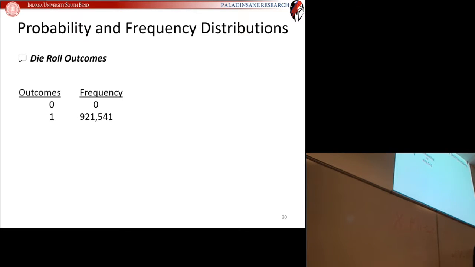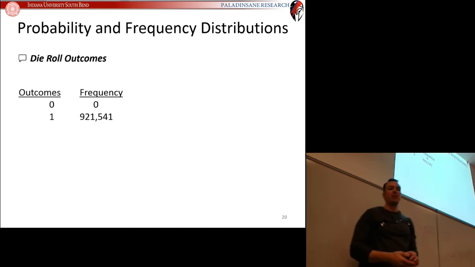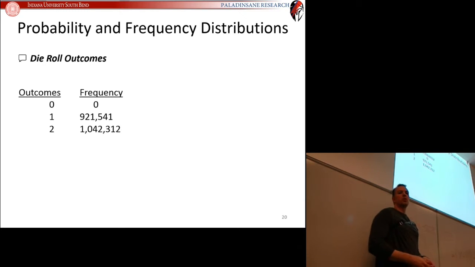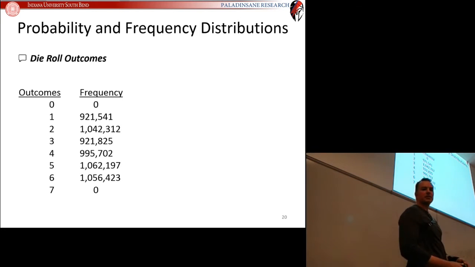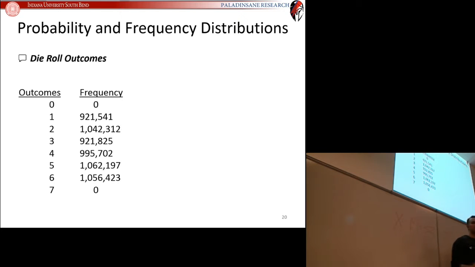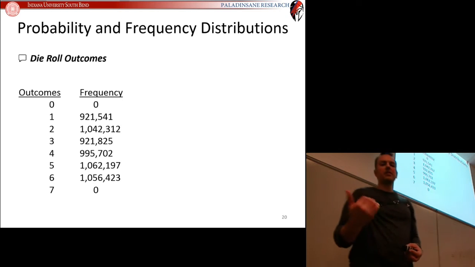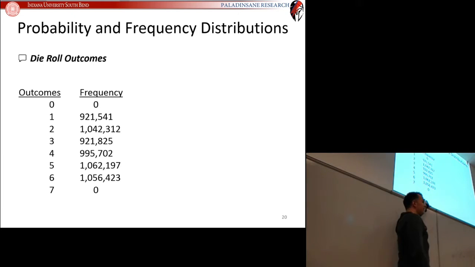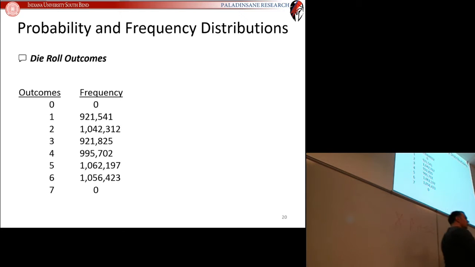Let's say that we stayed there for a long time, and we might have noticed that a 1 was rolled 921,541 times, right? So we recorded that many. A 2 was rolled 1,042,312 times. A 3 was rolled 921,825 times. And so on and so forth. A 6 was rolled 1,056,423 times. A 7 with a single dice, never rolled. You can't roll 7 with a single 6-sided dice. So those are the frequencies that we might have observed. These are the actual frequencies.